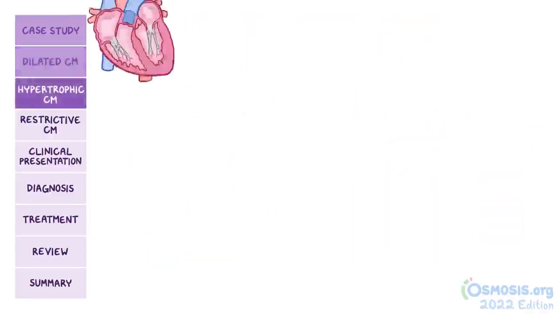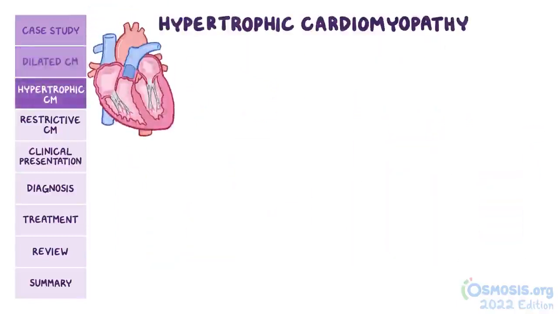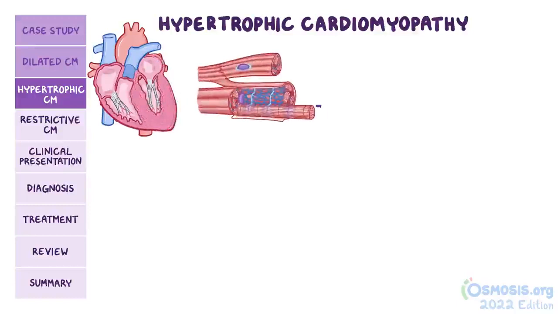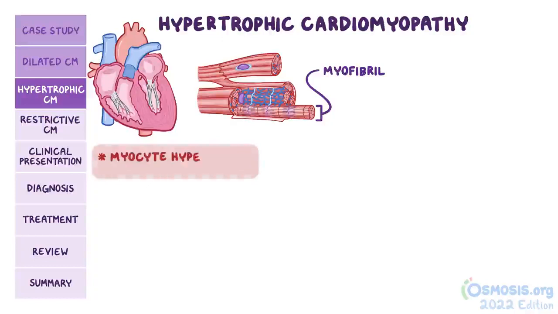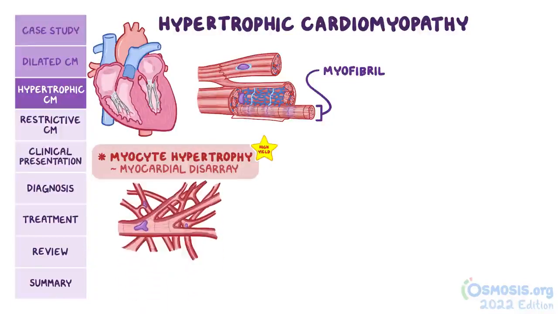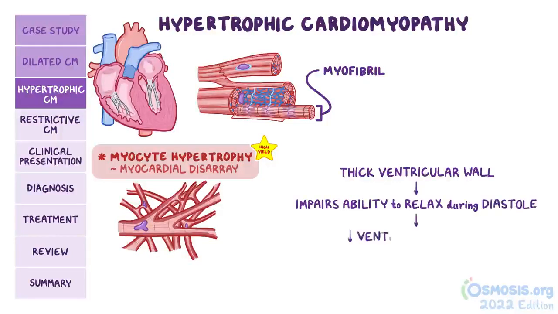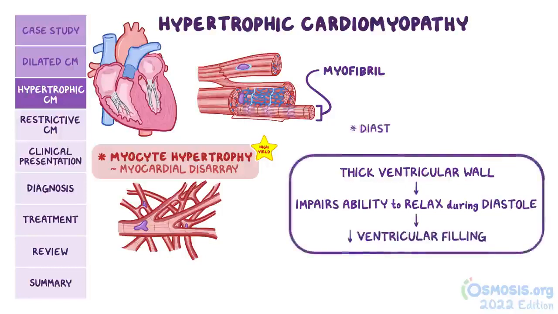The next subtype of cardiomyopathy is hypertrophic cardiomyopathy. Unlike dilated cardiomyopathy, the heart muscle thickens in a concentric fashion, which means the cells make more myofibrils, which are stacked on top of one another. Histologically, there's myocyte hypertrophy, but the key is myocardial disarray, which is very high yield. This means that they're disorganized and have bizarre-shaped nuclei. Now, it might seem that the heart getting thicker is a good thing, but the problem with a very thick ventricular wall is that it impairs the ability of the ventricle to relax during diastole, which reduces ventricular filling. In other words, we have diastolic dysfunction, but systole is not impaired.